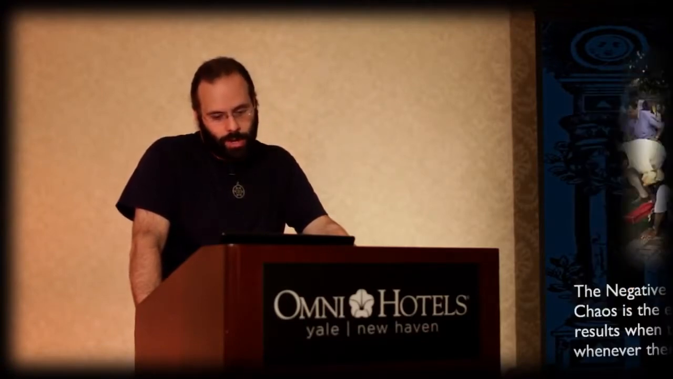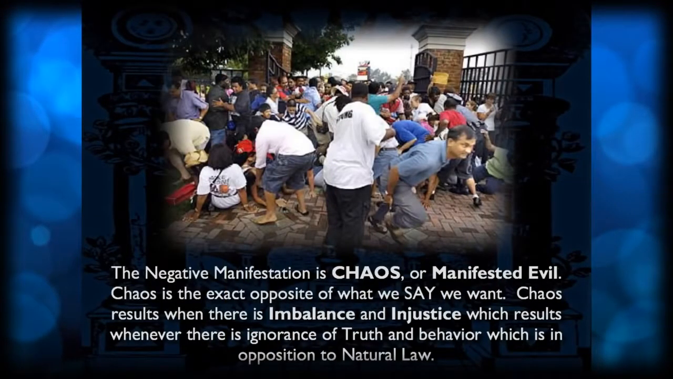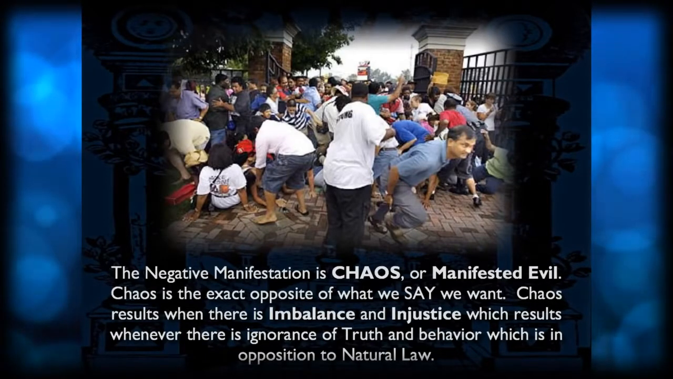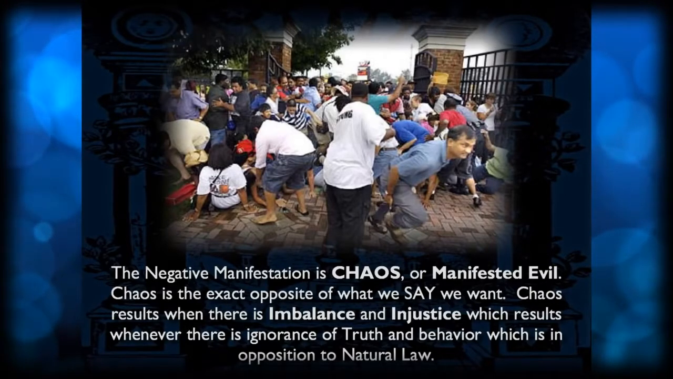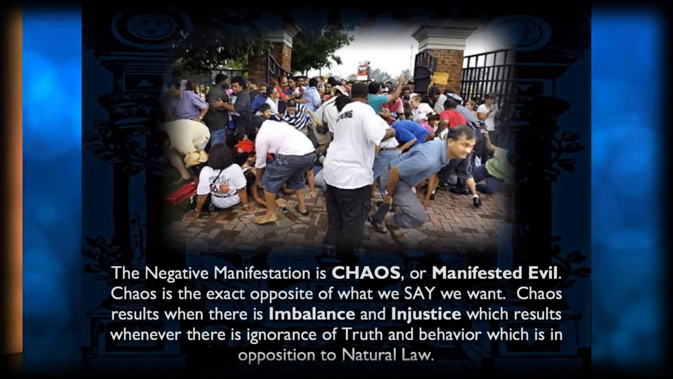And they have to have our complicity and cooperation to make that dynamic happen. Our energy has to be given over to them by our mindset being made like theirs. Otherwise, their worldview can't come into manifestation, which is one of chaos and disorder. The negative manifestation, chaos, or manifested evil, is the exact opposite of what we say we want. Chaos results when there is imbalance and injustice, which results whenever there is ignorance of truth and behavior which is in direct opposition to natural law.